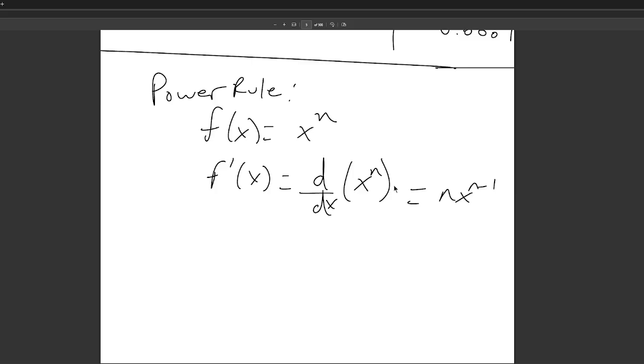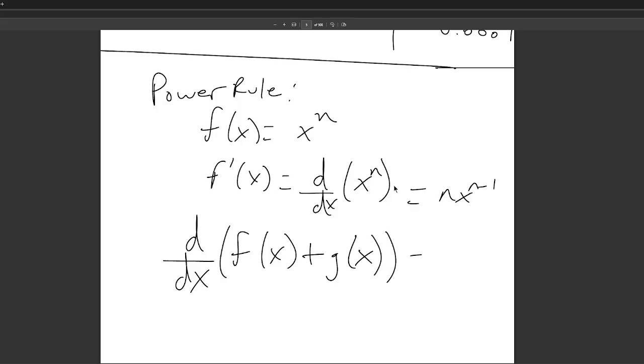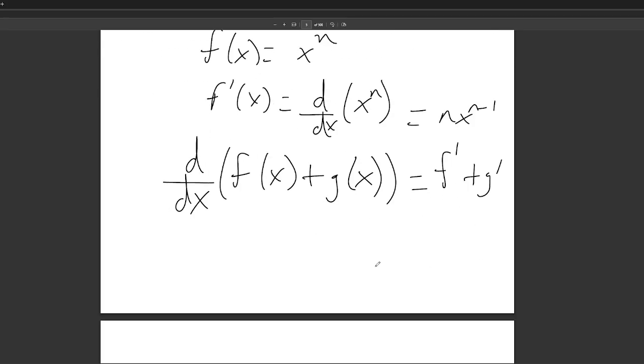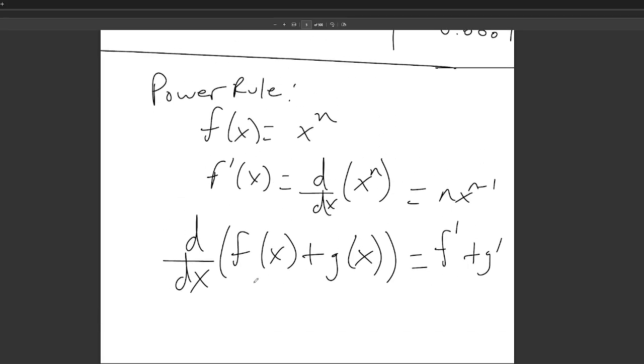Next, the differentiation operator is known as linear. Linearity in math is when you have some operator that follows these properties of distribution. If you have d dx of f of x plus g of x, it carries forward and you get f prime plus g prime. So you can distribute like normally. Yes, it's a linear operator.